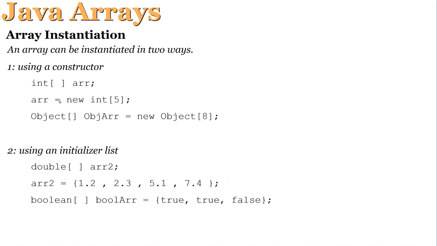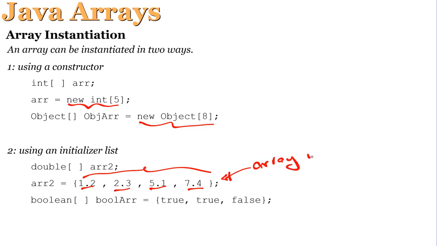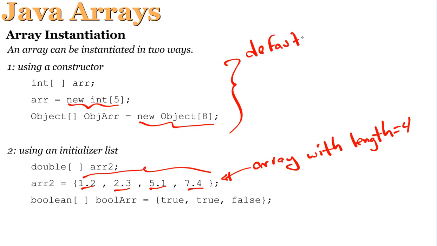Instantiation, so that is whenever we use the new keyword, and we can instantiate with a constructor, or we can instantiate with an initializer list. Now when we make the initializer list, that will send the length of the array to the constructor as well. So this will create an array of length 4, if you look at arr2. And the difference is when we use the constructor, like we have up above here, the default values for each data type is stored in the array.